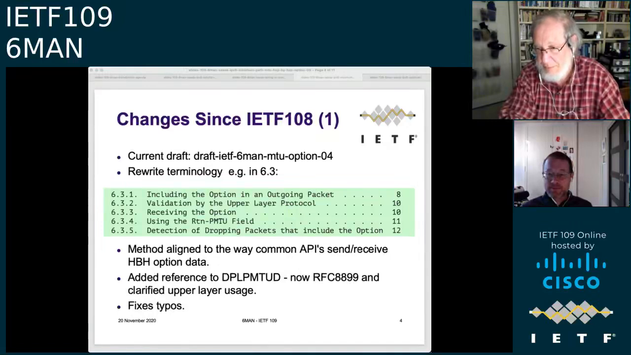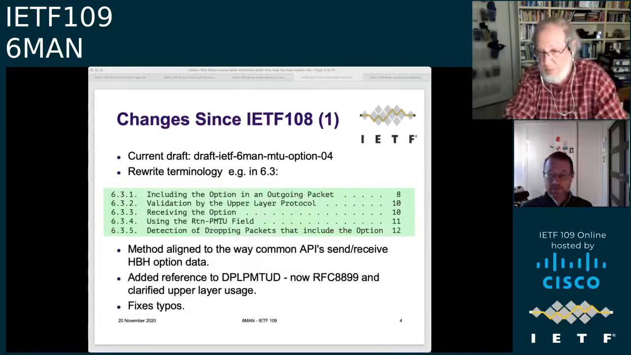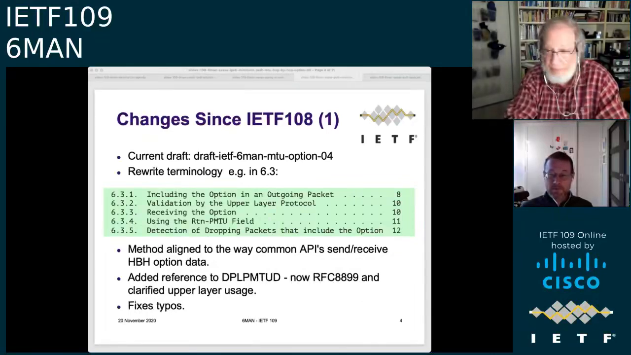We talk about what the router has to do, we talk about what the source has to do, we talk about what the destination has to do, and we talk a little bit about how to use the information. One of the things we did when we rewrote it was we at Aberdeen looked a little bit into how the API worked in FreeBSD for using this information.